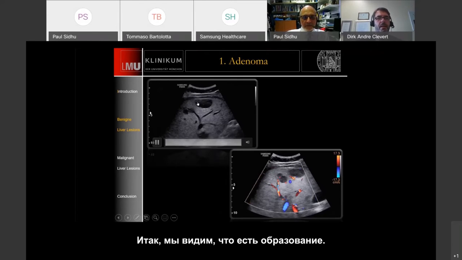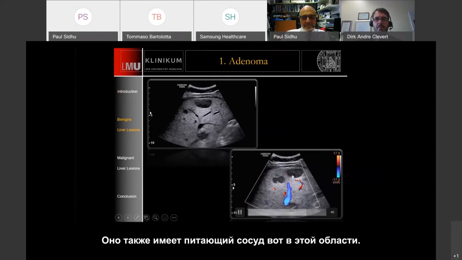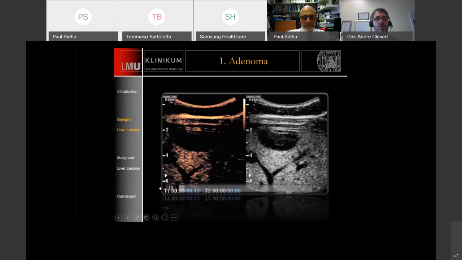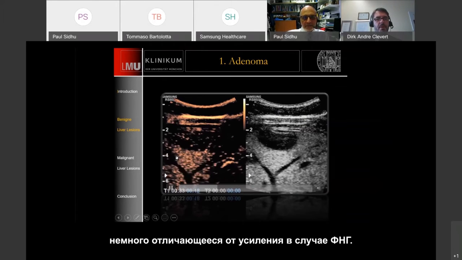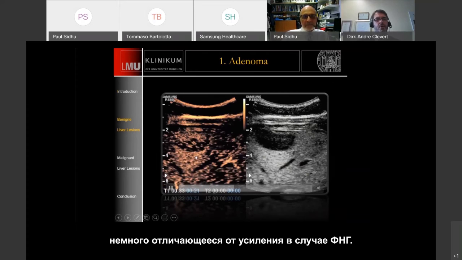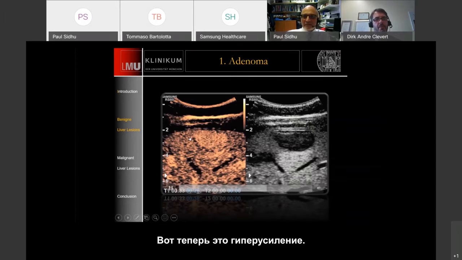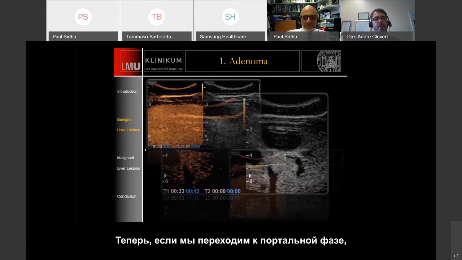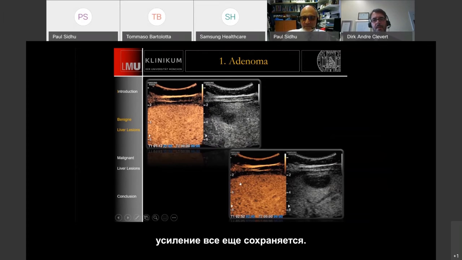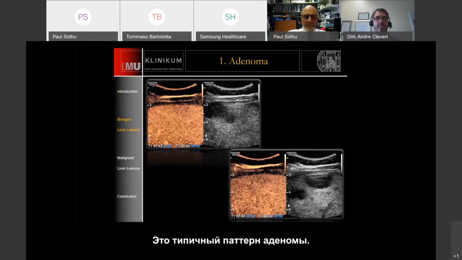So we see there's a lesion. Close to the capsule is another lesion. This lesion also has some feeding vessel here in this area. In the next step, we use contrast. So we inject contrast. Also here you see the enhancement, a little bit different in comparison to the enhancement of the FNH. You see this hyper-enhancement takes a little bit longer. Now it's hyper-enhancing. Also we have this rim in the periphery. And if we now switch to the portovenous phase, still hyper-enhancing, late phase hyper-enhancing, so typical pattern for adenoma.